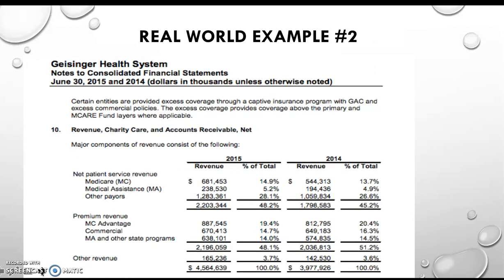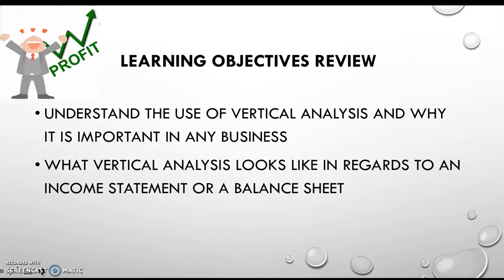Then my next example is of Geisinger Health. This is a better example because it shows how it can compare. Under revenue, they have the monetary values, and then they also have to the right of that the percentages. And when they're put back to back, you're better able to compare the percentages to see the difference between the 2 years.